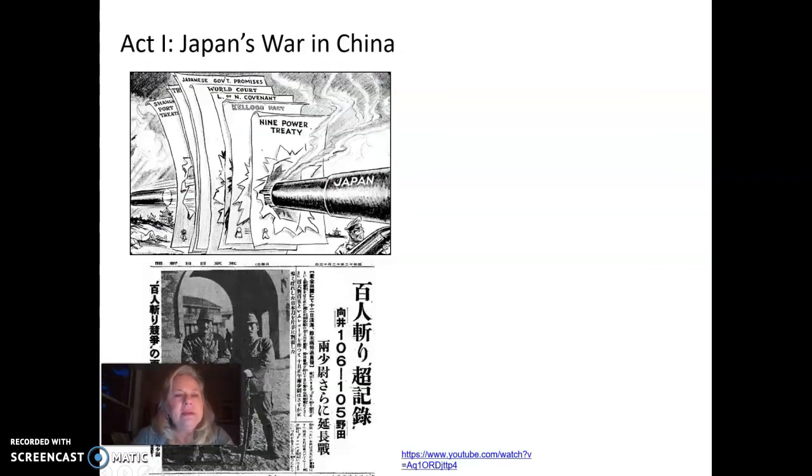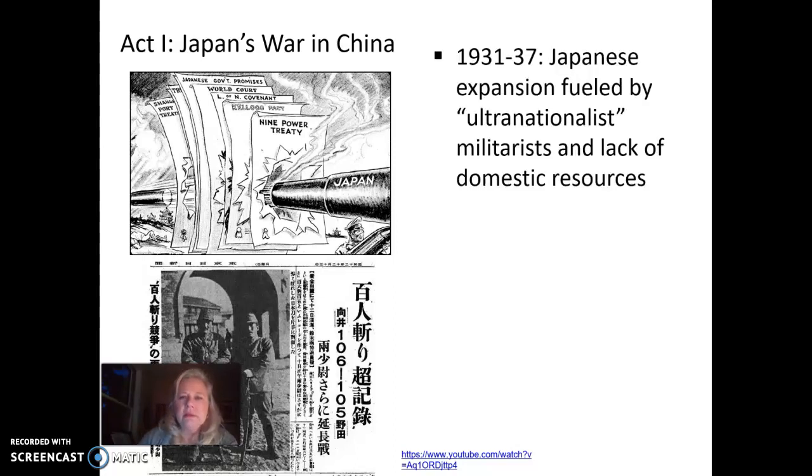So I call these acts the way that I have them in this PowerPoint because much of World War II is called theaters of war. And so it's kind of like a play, a horrifying play, but kind of like one regardless. So in Act 1, Japanese expansion is fueled by this ultranationalist militarist kind of fuel that I had talked about in our prior message from chapter 35.